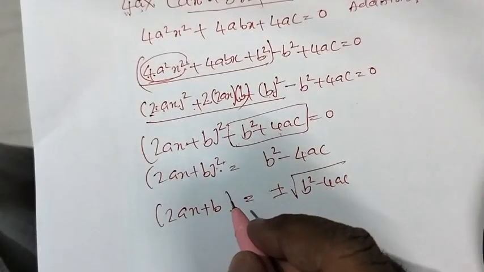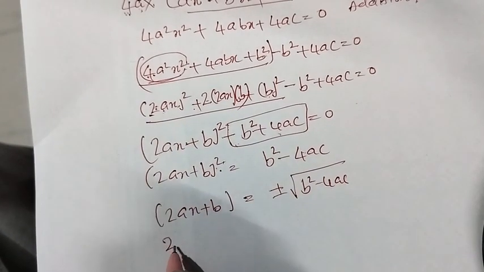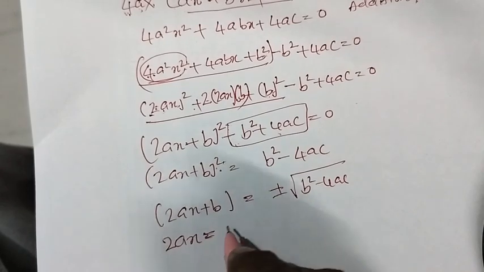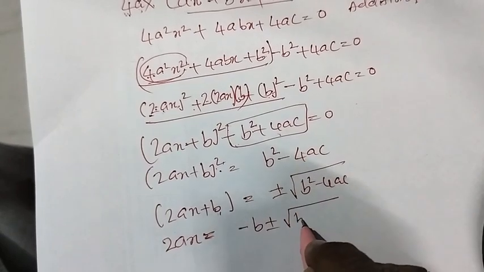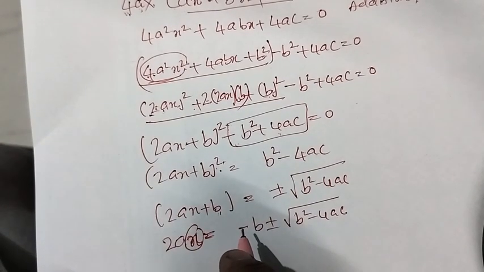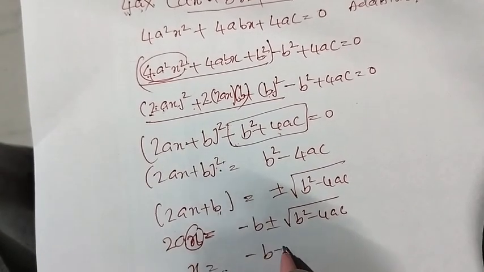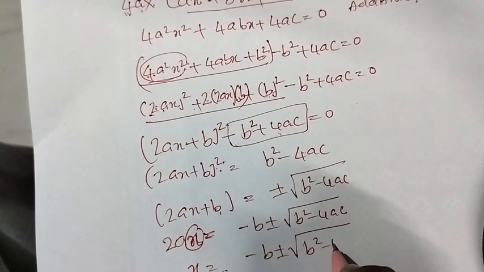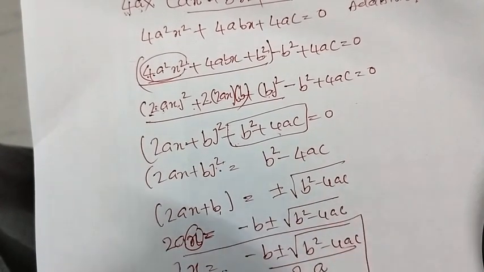Now 2ax plus b is equal to plus or minus the square root of b square minus 4ac. 2ax is equal to, again transferring this b to the right side, plus b becomes minus b, plus or minus the square root of b square minus 4ac. But we know the root of the equation is a variable, since this is a quadratic equation in variable x. So we want x is equal to minus b plus or minus the square root of b square minus 4ac, and this 2a comes to the right hand side in the form of a denominator. This is our required formula.